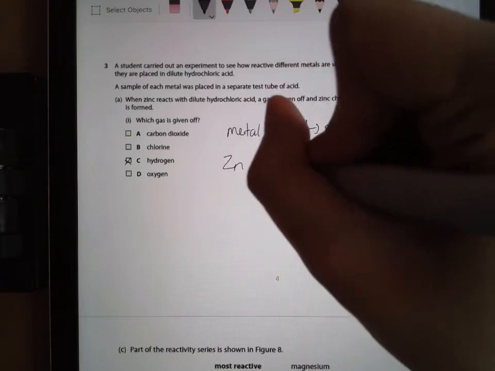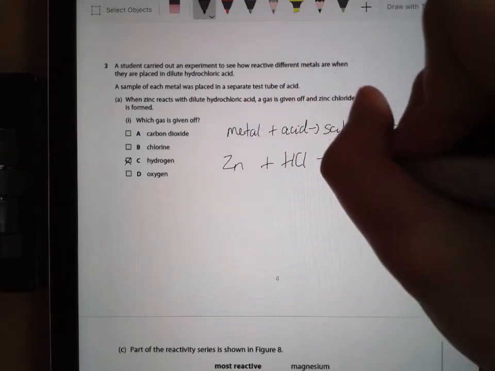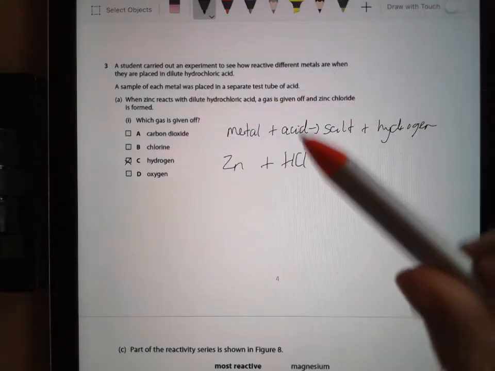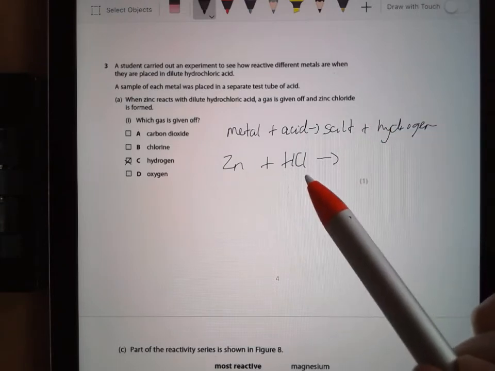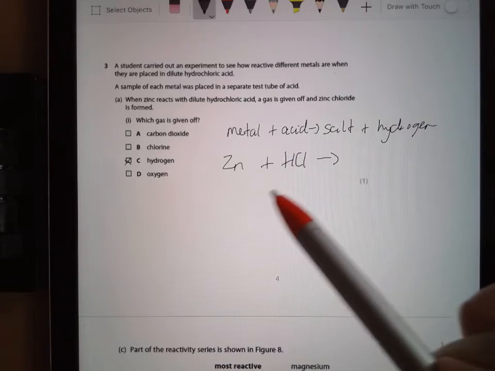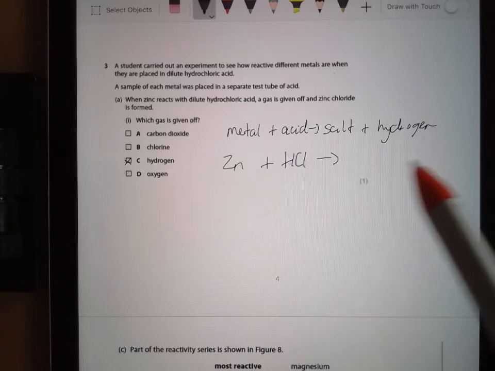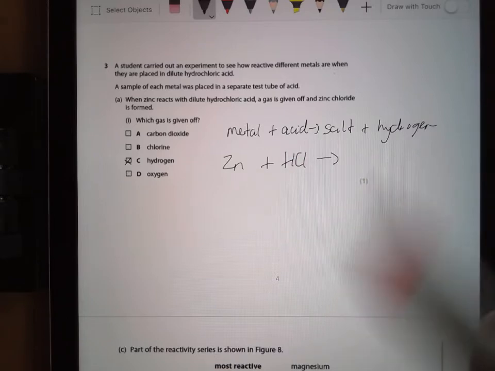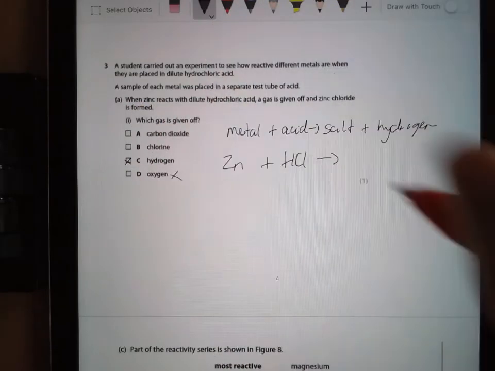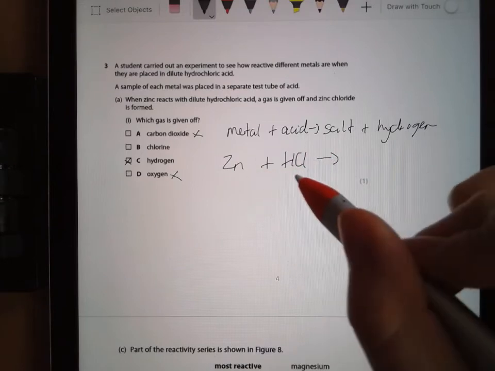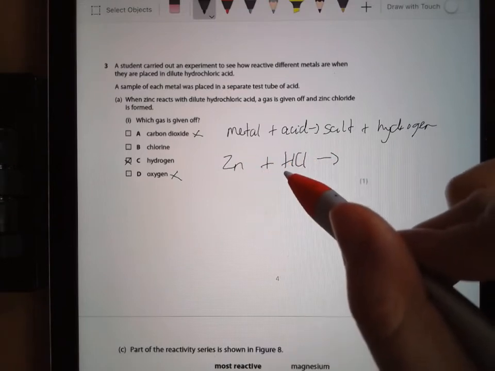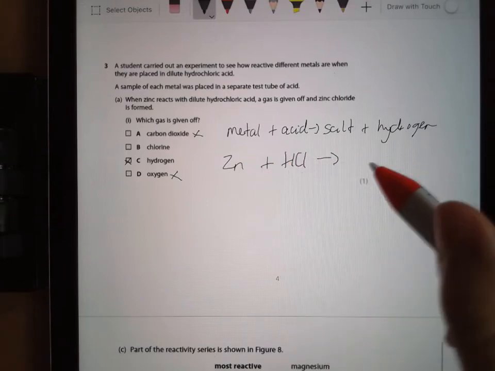Just to show you why, if you're finding that hard to remember, okay? I have zinc and I've got hydrochloric acid. The only elements I have on the left-hand side are zinc, hydrogen, and chlorine. I don't have any oxygen on the left-hand side, so I can't have oxygen on the right-hand side. That means it definitely can't be oxygen. It also definitely can't be carbon dioxide. Again, I've got no oxygen on the left. I've also got no carbon on the left. Okay, so you're not going to form carbon dioxide on the right.